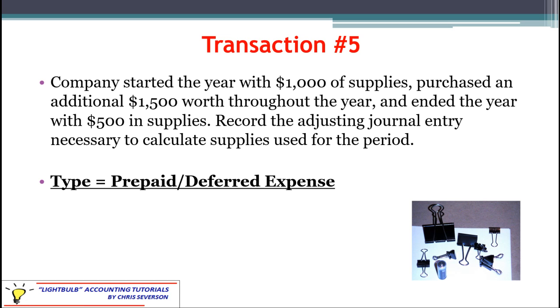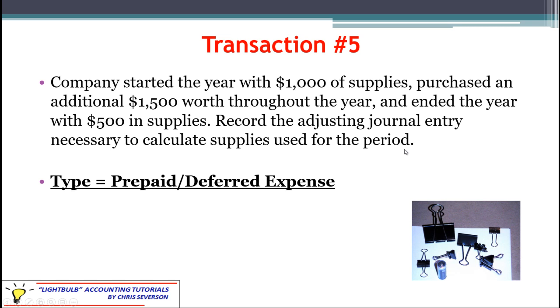We have supplies. It's still a prepaid or deferred expense, very similar to our equipment. The big difference is we don't have to worry about a contra account anymore. So we started the year with $1,000 of supplies. We purchased an additional $1,500 worth throughout the year, and we ended the year with $500 in supplies. We want to record the adjusting journal entry necessary to calculate the supplies used for the period.